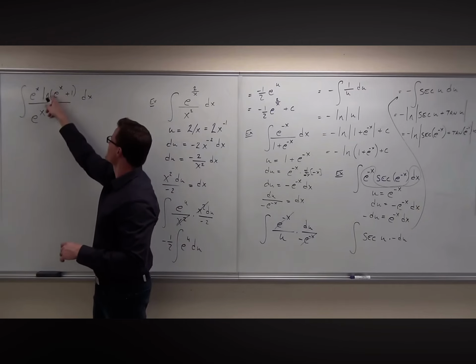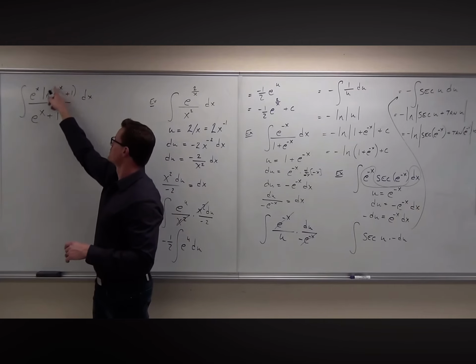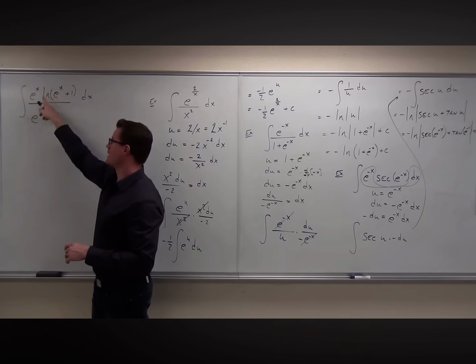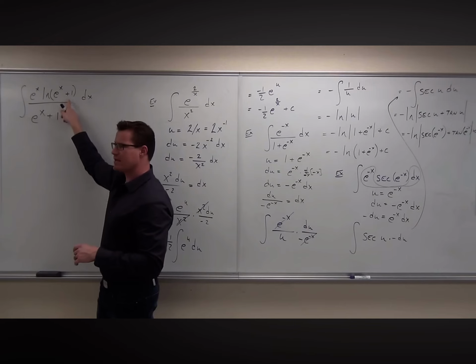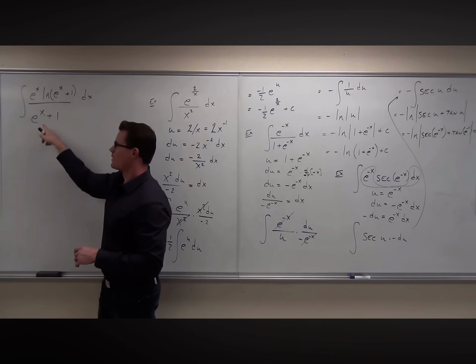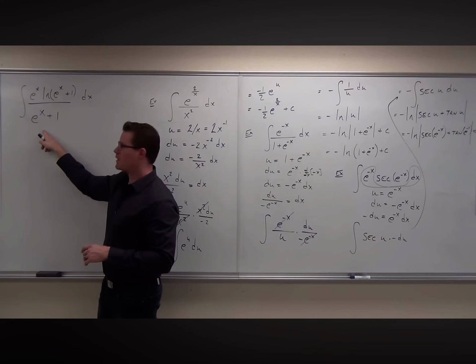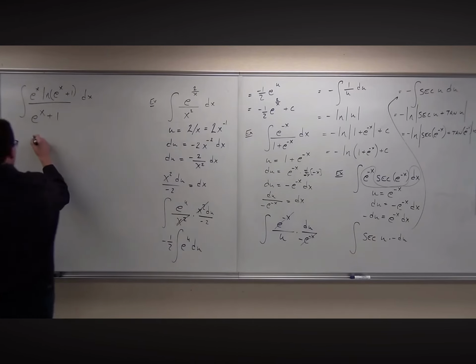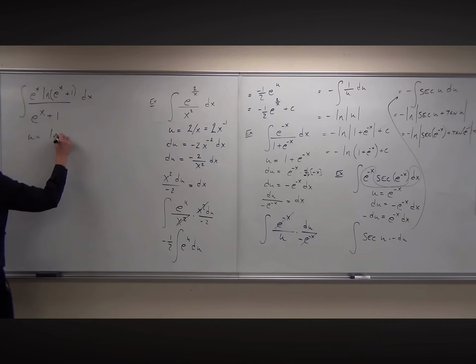How about this inside? Would that be a good choice? Sounds good to me. Yes. If I did this one, I'm going to get e to the x back again. I'd have ln u, and I'd have an e over e to the x. This would cross out. This would not cross out. You have to get the ln with it. This is your appropriate choice. Your u here should be ln of e to the x plus 1.